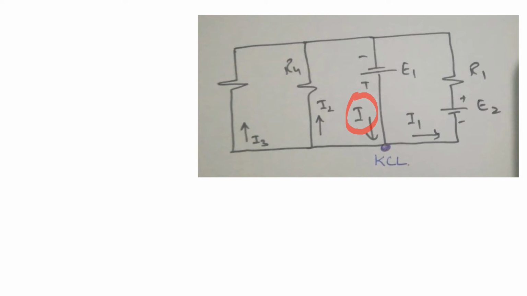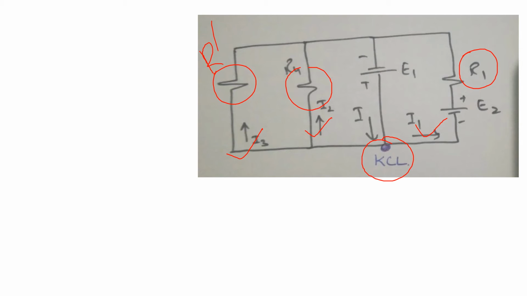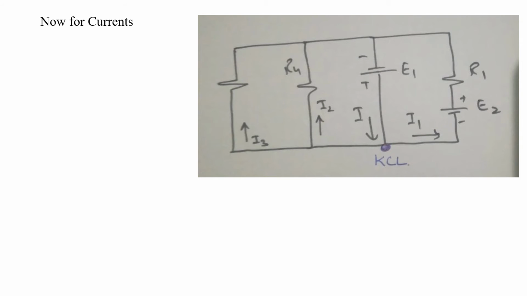In order to find the value of I, you need the value of I3, you need the value of I2, and you need the value of I1. We see that we have the voltages across each resistor. We have voltage across R1, we have voltage across R4, we have voltage across R prime. This is the R prime. When you have the voltages and the value of the resistors, you can find the value of I3, I2 and I1. When you have these three values, you can apply KCL at that point and you will find the value of I. First we have to find the values of I1, I2 and I3.